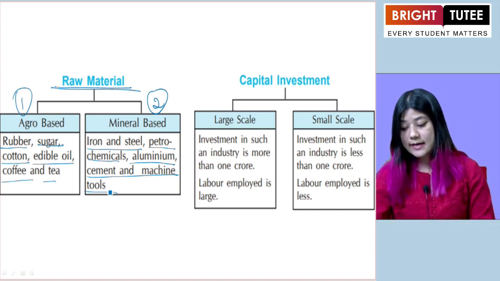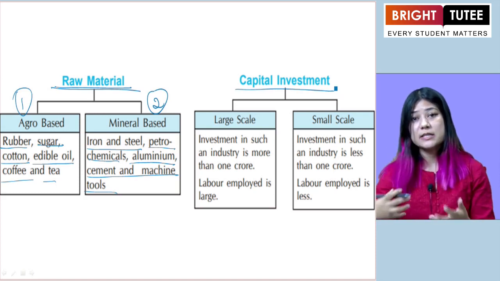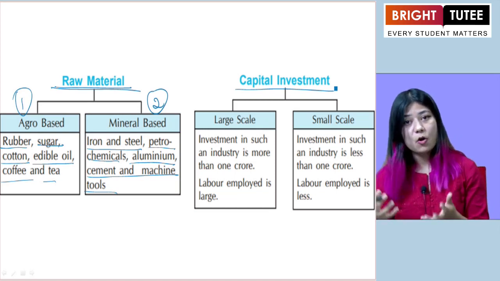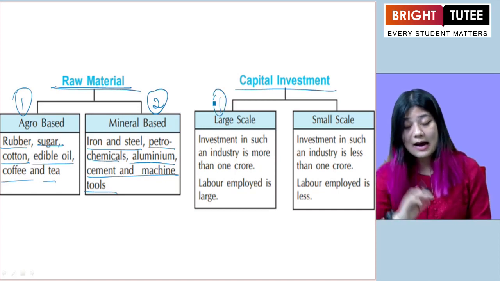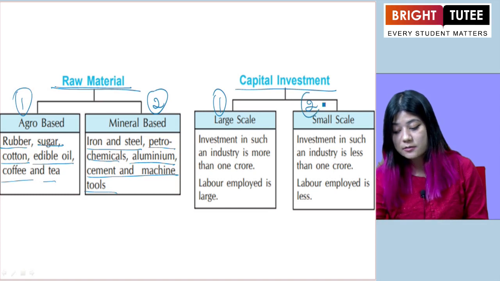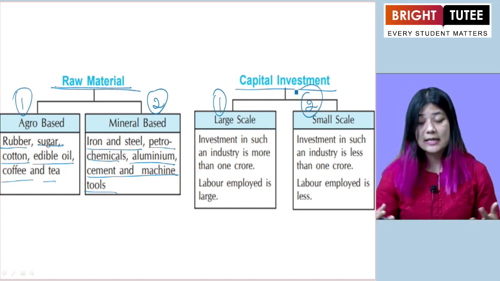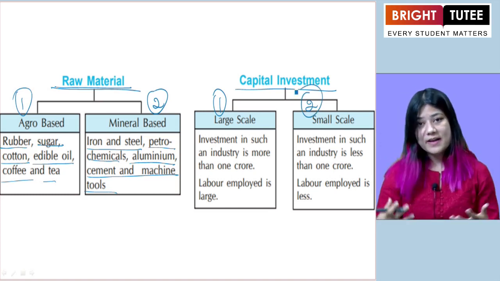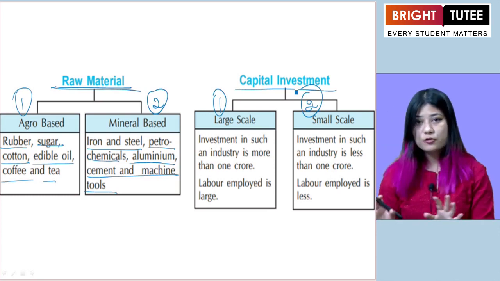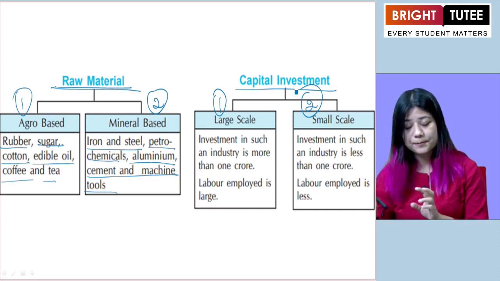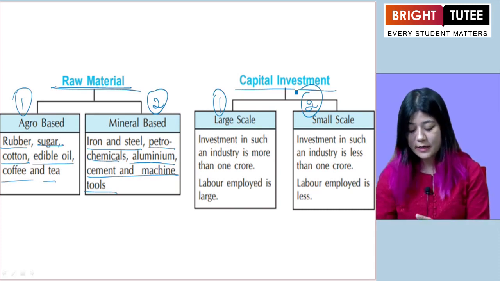The next categorization is based on capital investment. How much money is invested in the manufacturing of certain goods in the industries. That again can be divided into two, which is large scale industries and small scale industries. Large scale industries have huge investments. Small scale industries, on the other hand, do not have large investments but small investments.